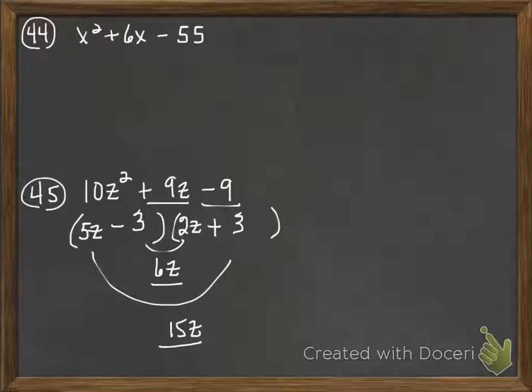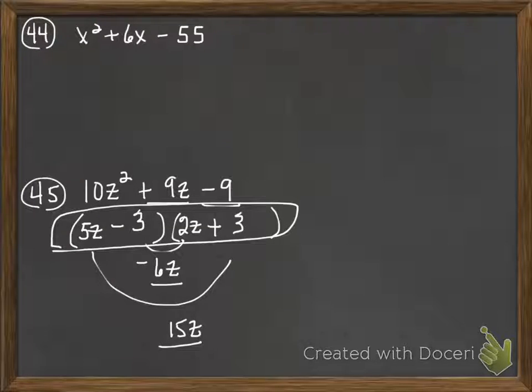When you do that, the outer terms are going to multiply to be positive 15z, and the inner terms are going to multiply to be negative 6z, and 15z and negative 6z do combine now to be that positive 9z. So you have your two factors. Neither one of these factors factor again, so you're good to go.